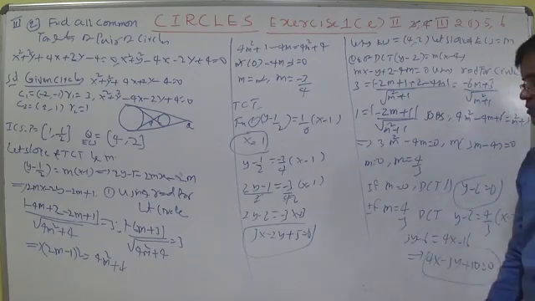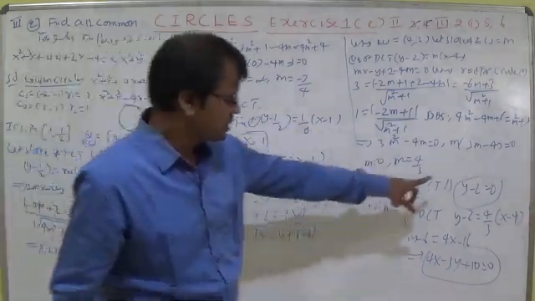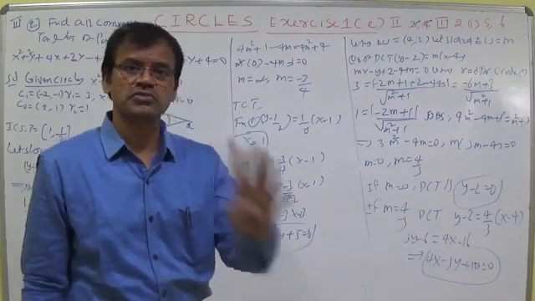At last you should write, students, this is a tangent, x equal to 1, this is a tangent, and y minus 2 equal to 0, this is a tangent. All 4 tangents you should write.